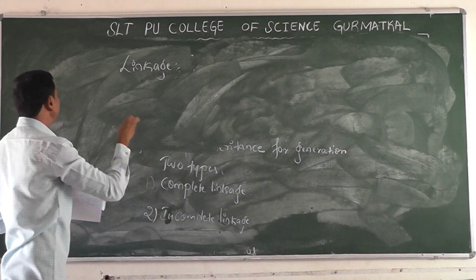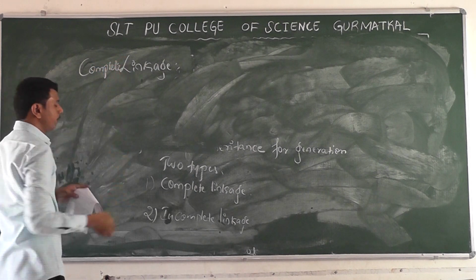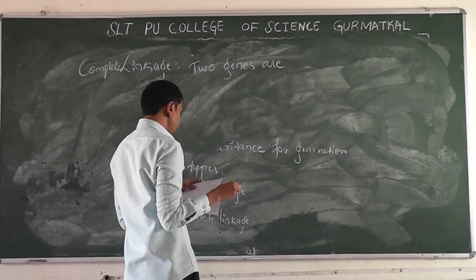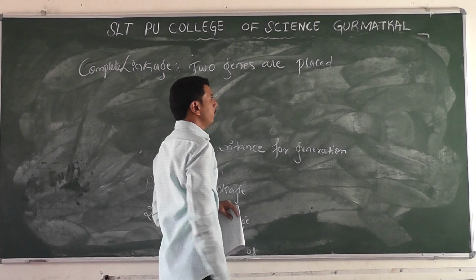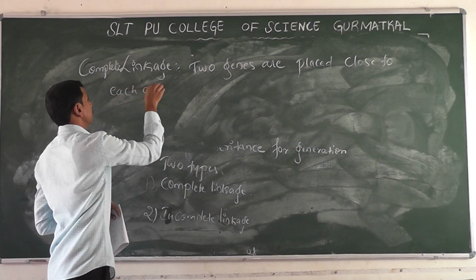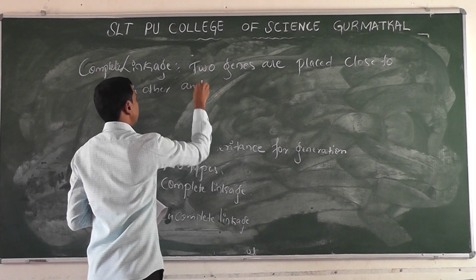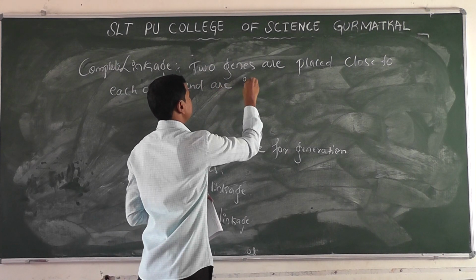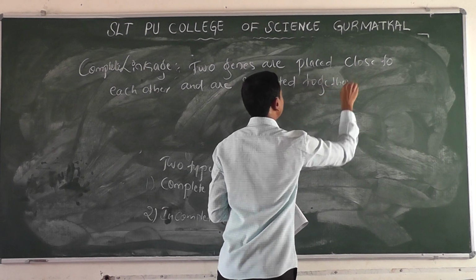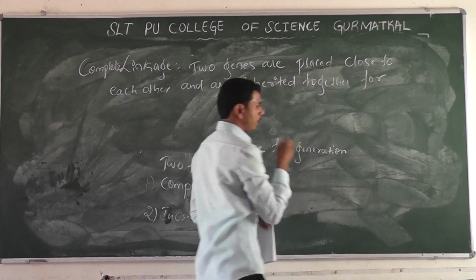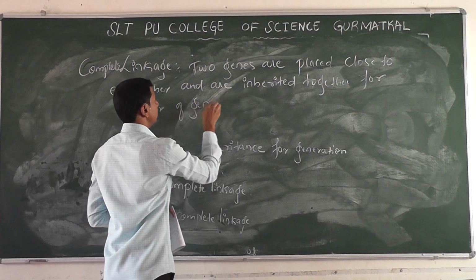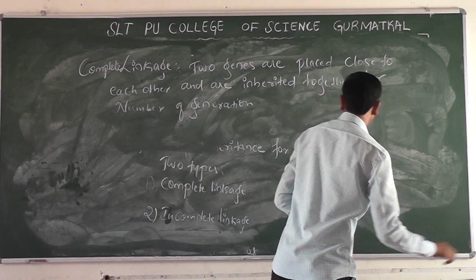Okay. So in the case of a complete linkage, two genes are placed close to each other, and are inherited together for a number of generations.